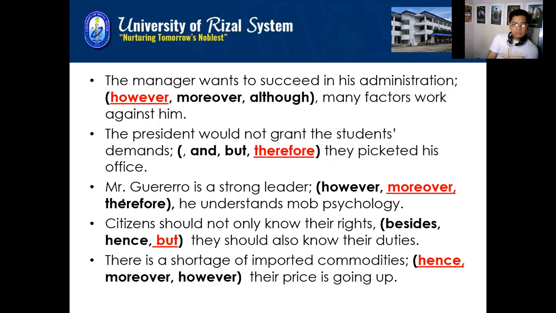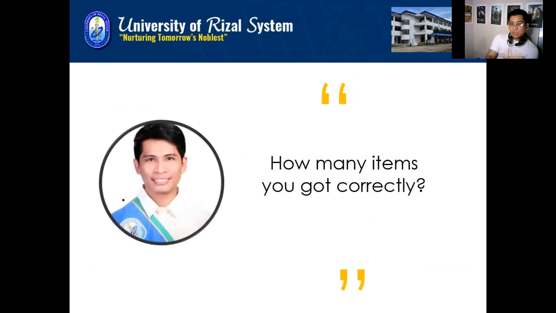The manager wants to succeed in his administration, however, many factors work against him. The president would not grant the students' demands, therefore, they picketed his office. Mr. Guerrero is a strong leader, moreover, he understands mob psychology. Citizens should not only know their rights, but they should also know their duties. There is a shortage of imported commodities, hence their price is going up. So how many items did you get correctly?